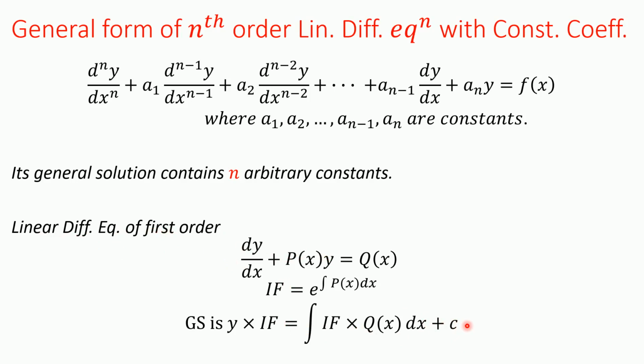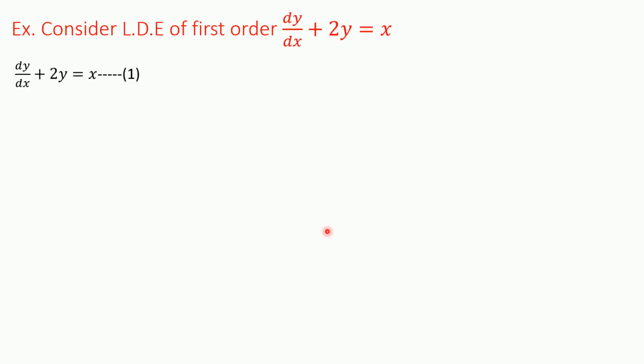Now let us take one example of this. So we have this differential equation dy by dx plus 2y is equal to x. Let us call this equation number 1. Now see here, this is a differential equation with constant coefficient, so it is a special case of our general form. Alright, so how will you solve it?